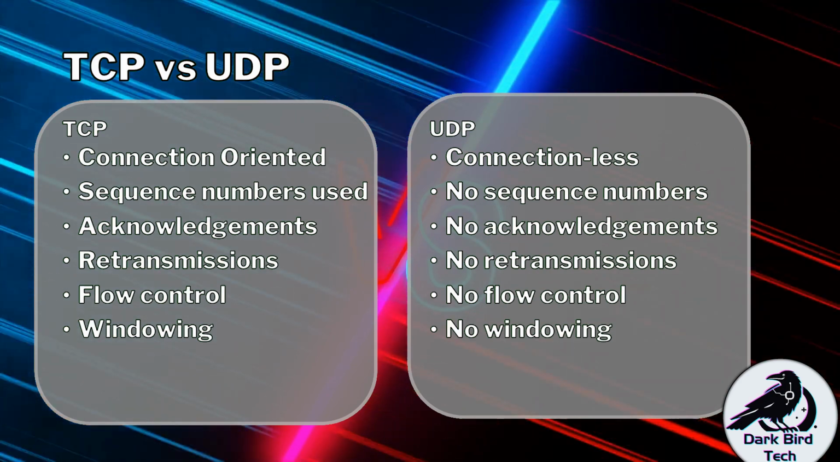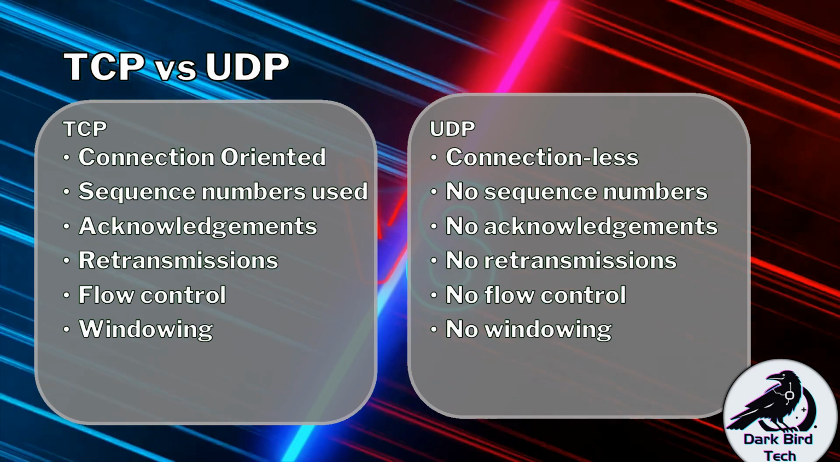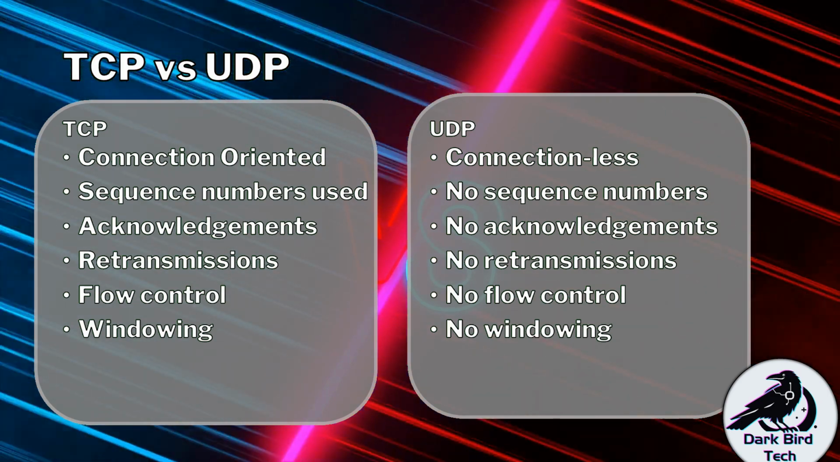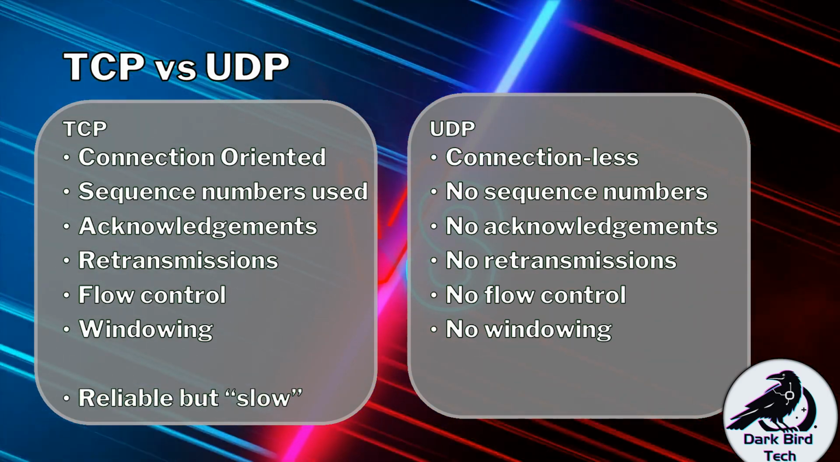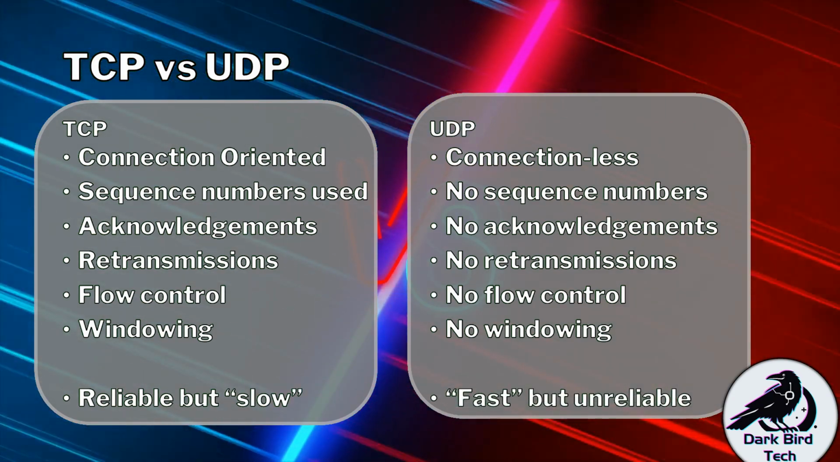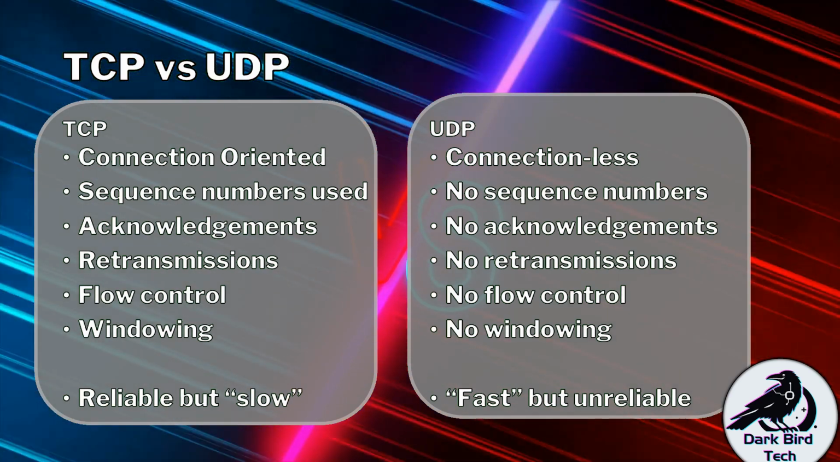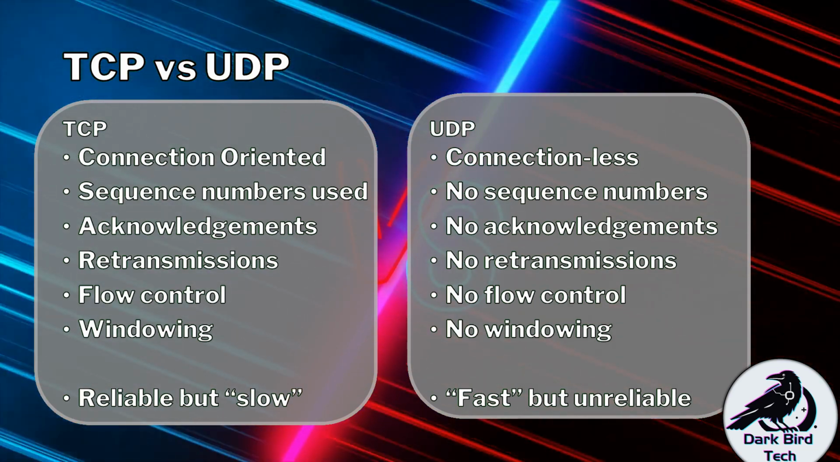Now you might say, geez, why bother with UDP? It doesn't do anything that sounds nice. Well, the thing is, TCP is your reliable but relatively slow protocol, whereas UDP is your fast but unreliable protocol. So UDP is used when we want a fast transport layer protocol. Cool, can work with that.